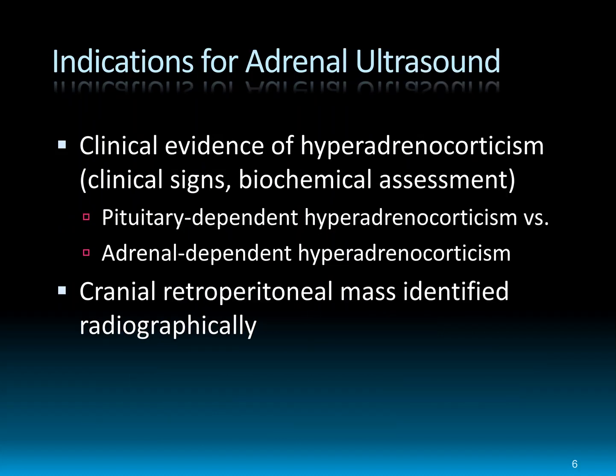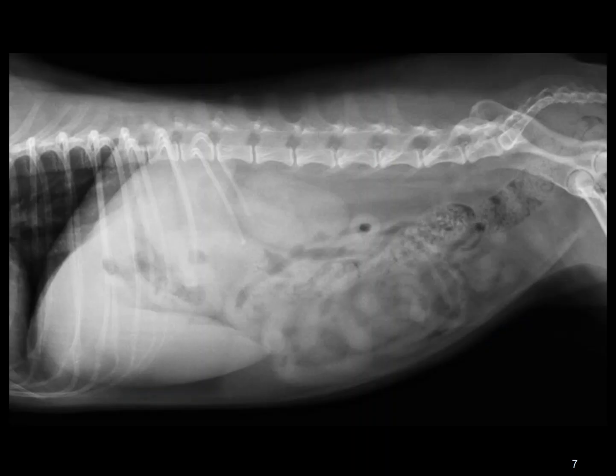Why would you do adrenal ultrasound? Generally, it's because your physical exam findings or more commonly clinical signs or blood work suggest that there's something going on with the adrenal glands. A lot of times that's evidence of hyperadrenocorticism, but it could be the opposite, hypoadrenocorticism. And then sometimes it's because we've identified some mass that we think might be retroperitoneal and we need to get a better look at it with the concern that it might be coming from an adrenal gland.